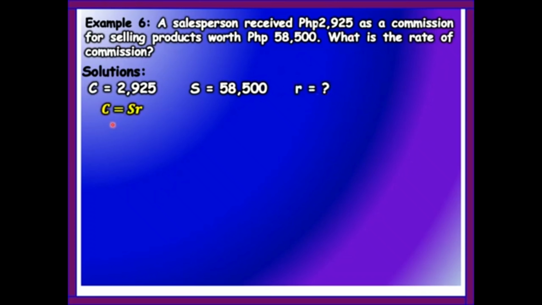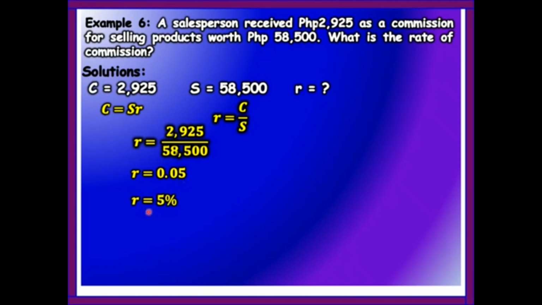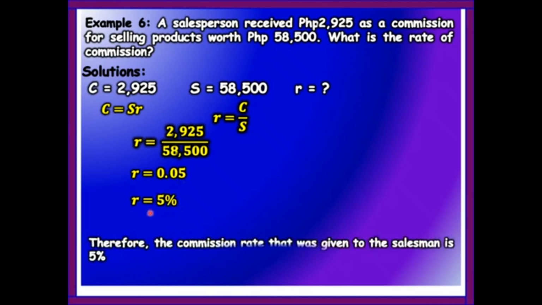So, the formula that we can use is C equals S times R. We can also use R equals C over S. So, let's use this naman. So, what is our C? That is 2,925 and S is 58,500. So, dividing this, you will get 0.05. Then, multiply it by 100% to express it in percent. So, R is 5%. Therefore, the commission rate that was given to the salesman is 5%.